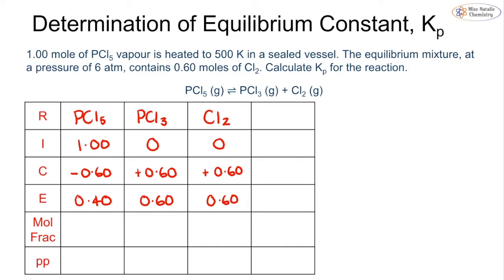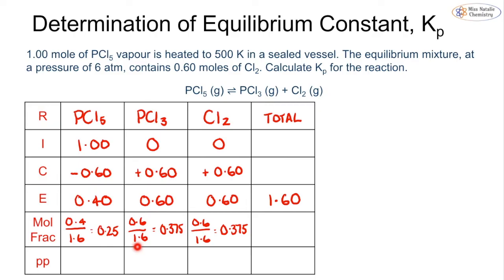Now, you may be wondering, why do we have the fourth column? Well, we're going to have this in because we need to figure out our total number of moles. So we add 0.4 plus 0.6 plus 0.6, and that gives me 1.6. And now I can determine my mole fraction. So my mole fraction would be 0.4 over 1.6, then 0.6 over 1.6, and again the same for the chlorine. And these give you values of 0.25 and 0.375.